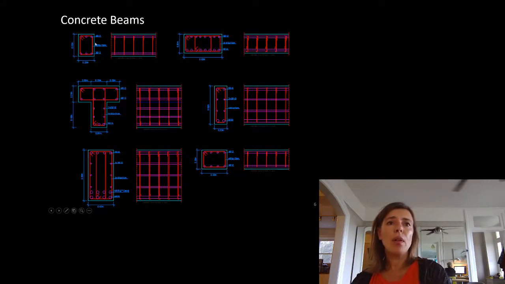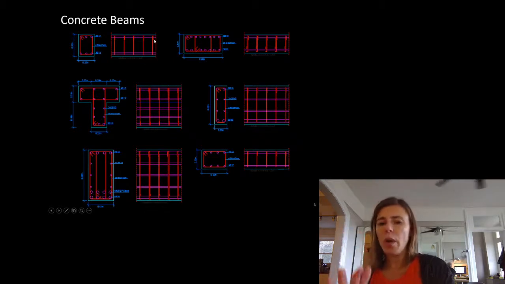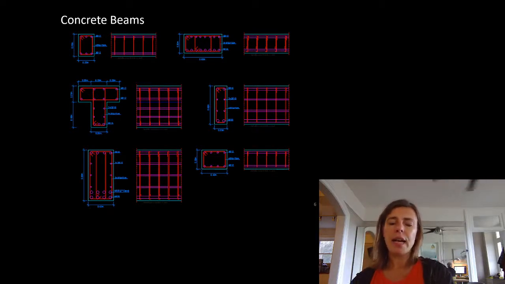Here's kind of a typical concrete beam cross section. Our ties are doing our work for shear. We're going to get into that a lot in structures too, but I just wanted to show you what the reinforcing looks like in here.